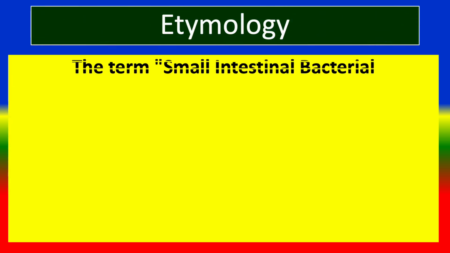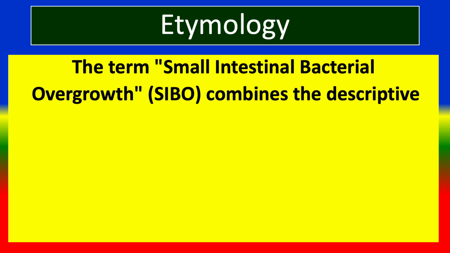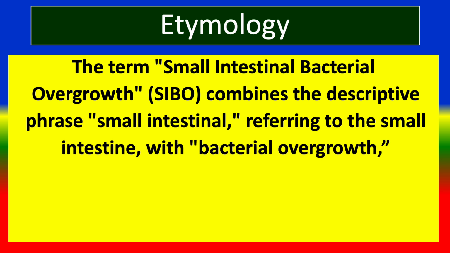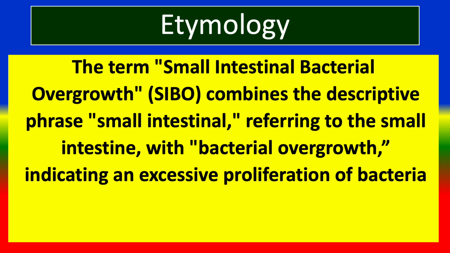Etymology. The term small intestinal bacterial overgrowth combines the descriptive phrase small intestinal, referring to the small intestine, with bacterial overgrowth, indicating an excessive proliferation of bacteria in this region.